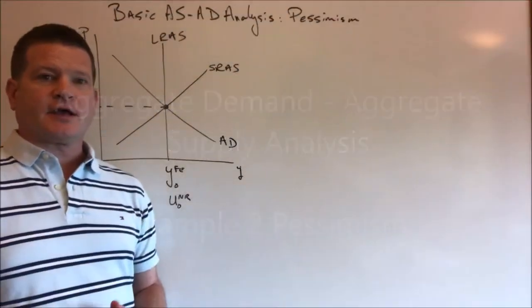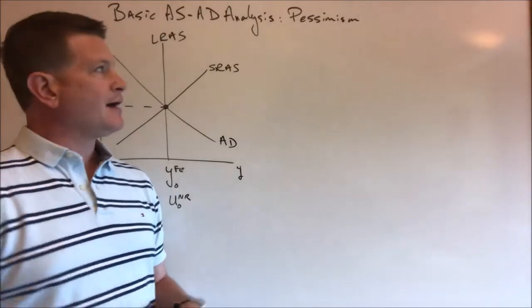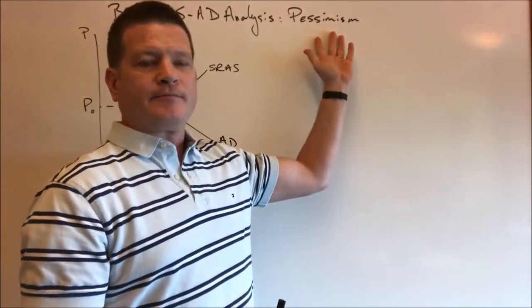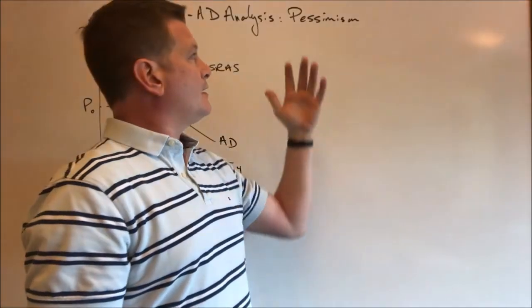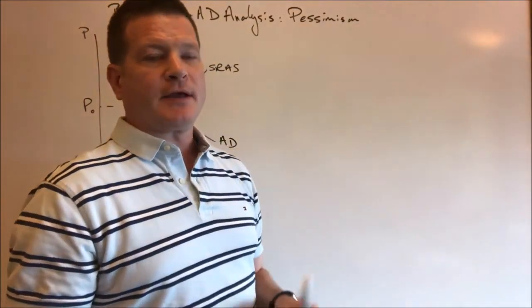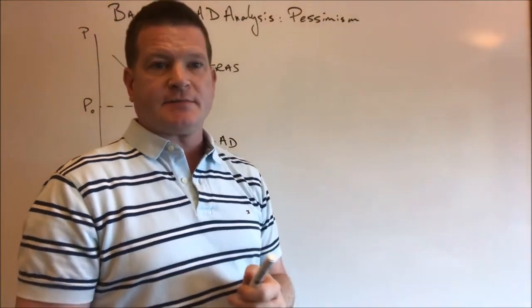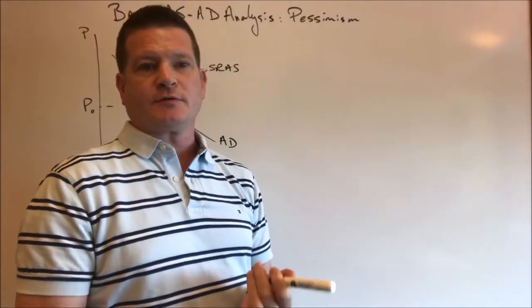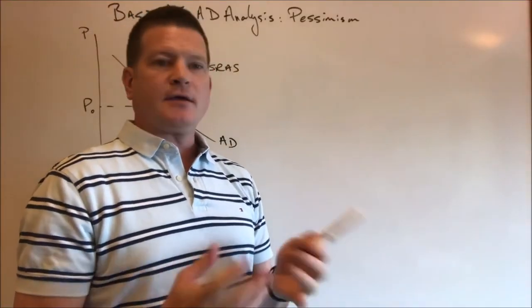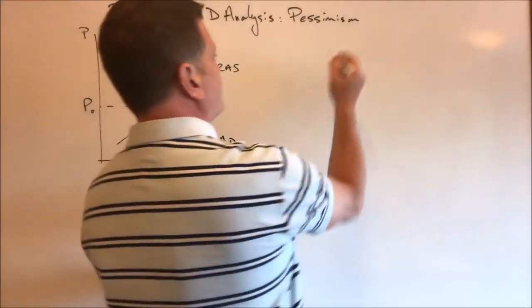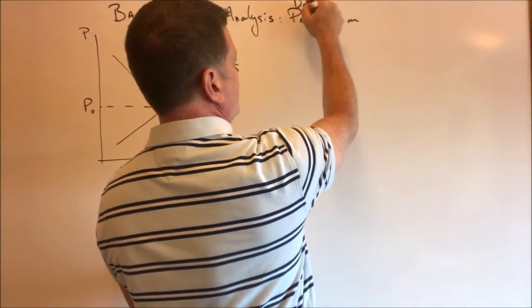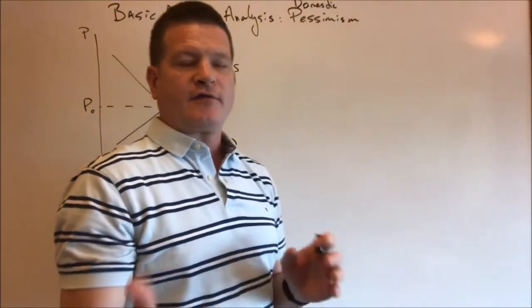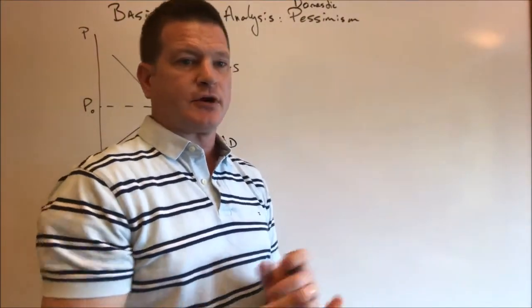Let's now consider the case of pessimism. I left it empty, whether it's consumer pessimism or investor pessimism. Let's be very clear and make it domestic pessimism on the part of consumers and investors. That way, this could be domestic. It needs to be domestic because I don't want it to be affecting net exports and global trade.